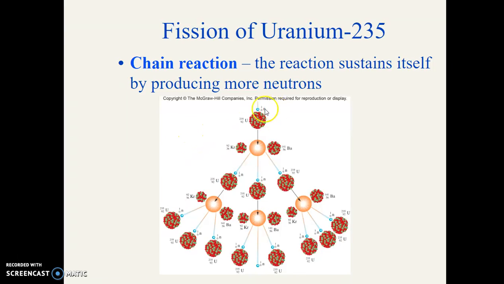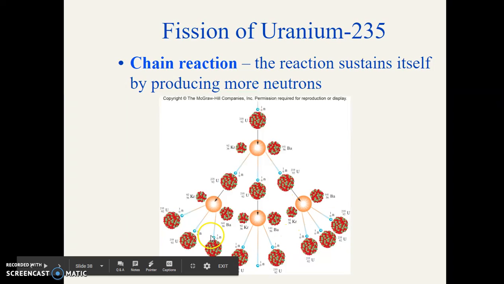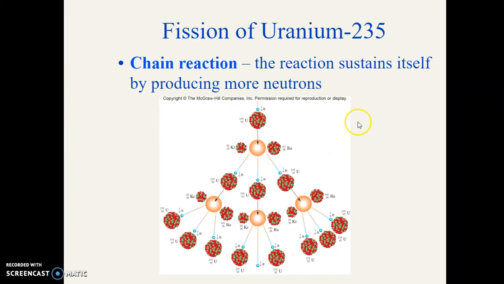So you take a neutron and you bombard uranium-235. That then splits into krypton, barium, and 3 more little neutrons, and the energy is released. Those 3 neutrons can then hit more uranium-235, and you get even more barium and krypton and more energy released and even more neutrons. So the reaction just keeps going once it starts. We call it a chain reaction.